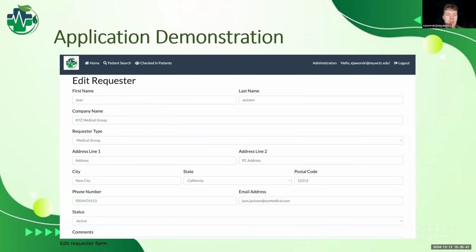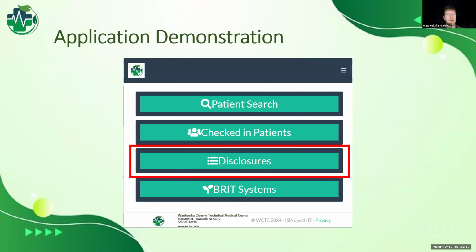This is the big edit requester form, which has all of the fields pre-populated from the database, which you can then fill out and edit the requester to your desire, and then you can save it, and you will have your new requester. And those are the pages that I worked on this semester. Now Anthony and Jake will do a live demonstration of the request portion of the disclosure module.